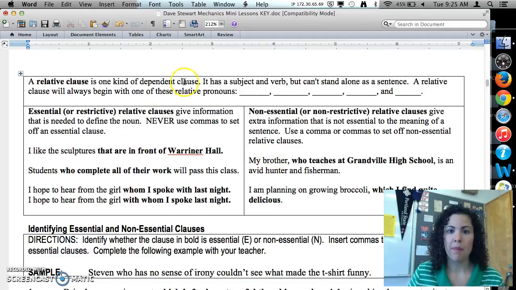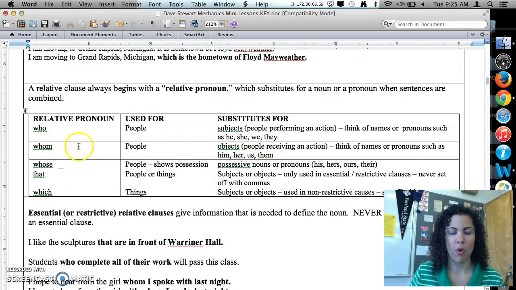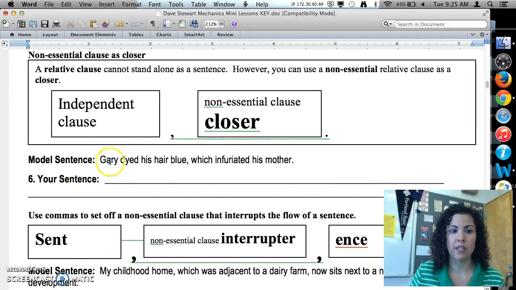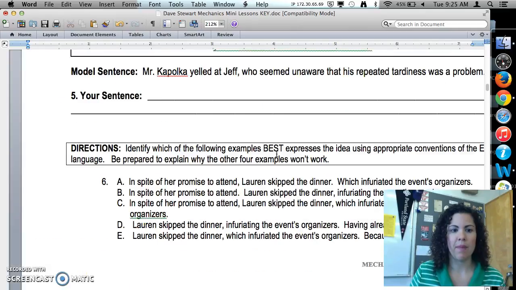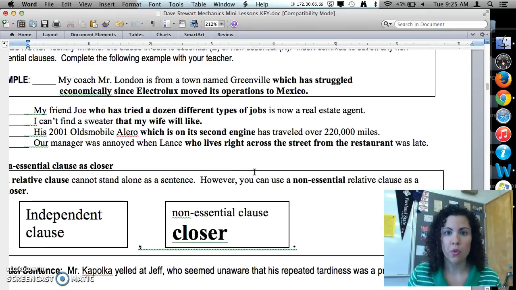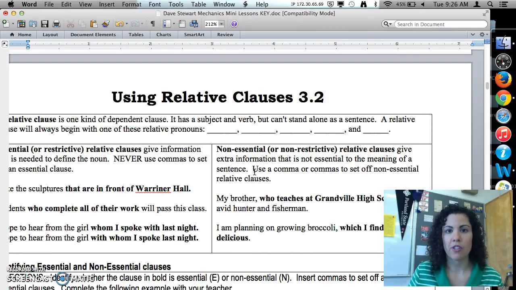Up here at the top, it gives you that information again. Fill in the relative clause words, which are up here in your boxes, relative pronouns. Then you'll be writing some of your own sentences. Again, make sure you check the example sentences. And then at the very bottom, you'll be looking for the best example. Okay, so go through this, make sure you're spending time doing it, and then of course always check it with the answer key or with your teacher.